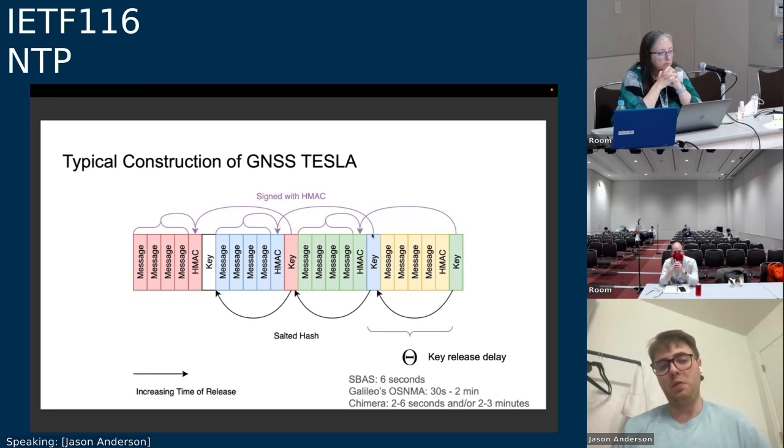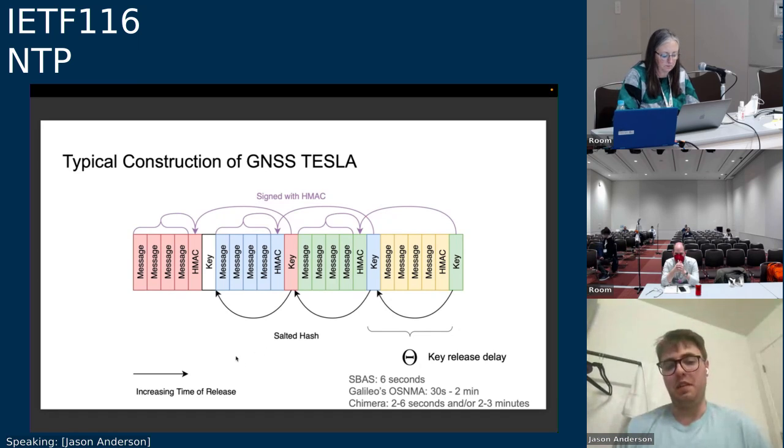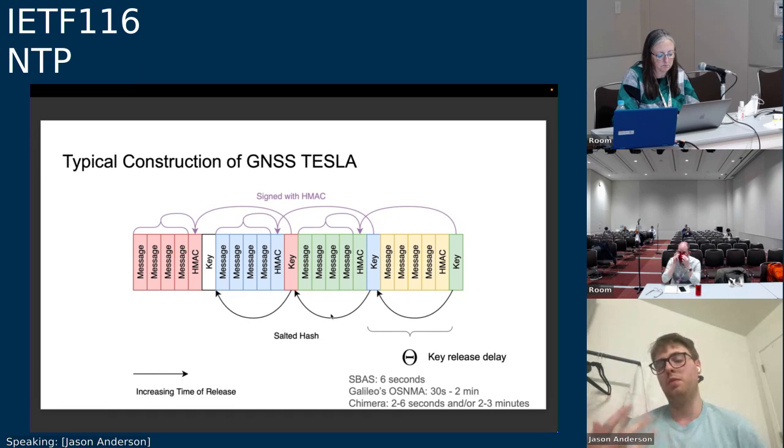So the way that TESLA works is it's constructed in a specific cadence where we send messages, we submit a commit of those messages, and then we distribute a key later. Okay, so message, commitment, key, message, commitment, key. And the delay is what allows us to provide that authentication, because the construction of these keys is in a specific way, we can provide cryptographic authenticity.